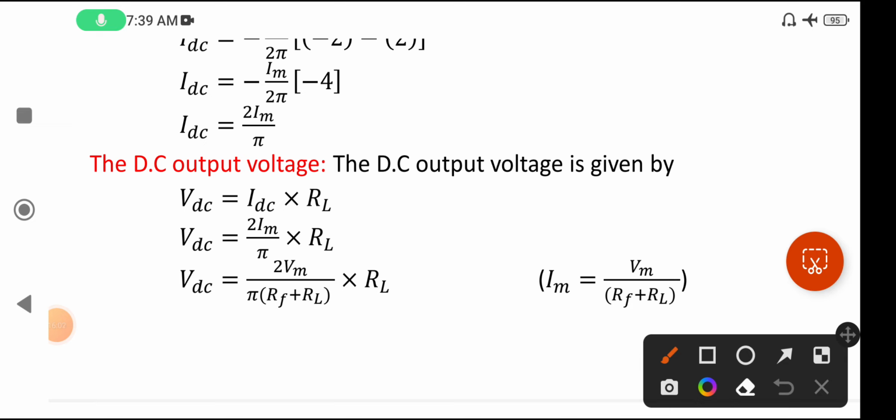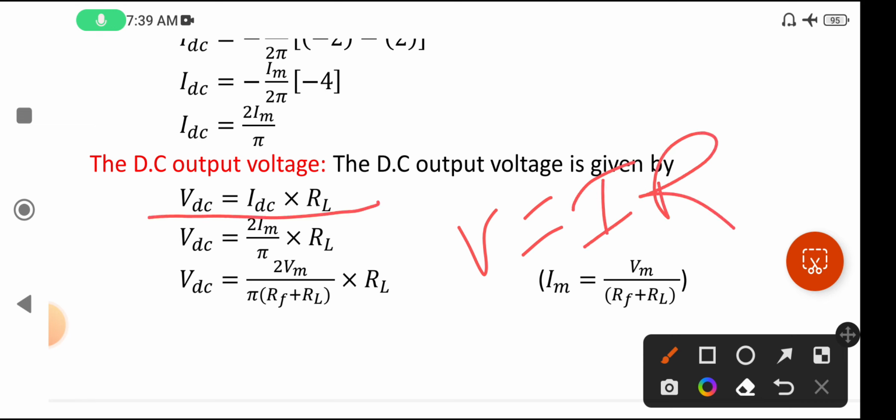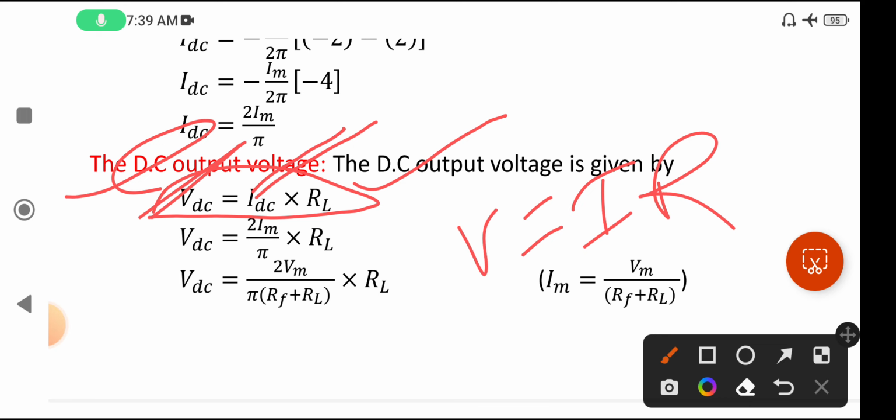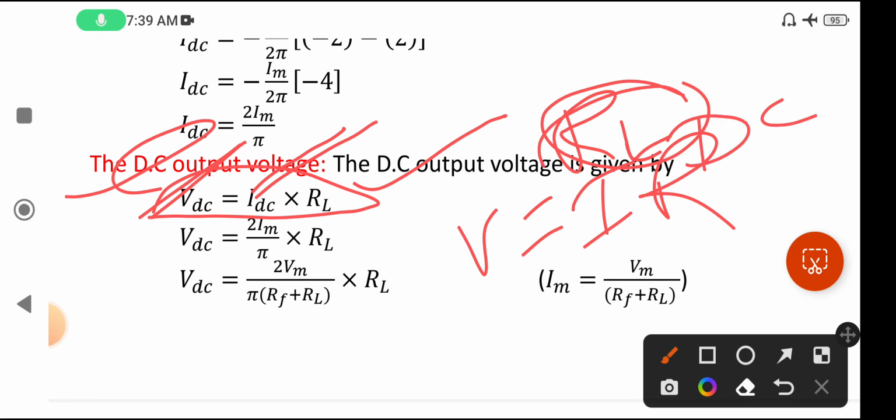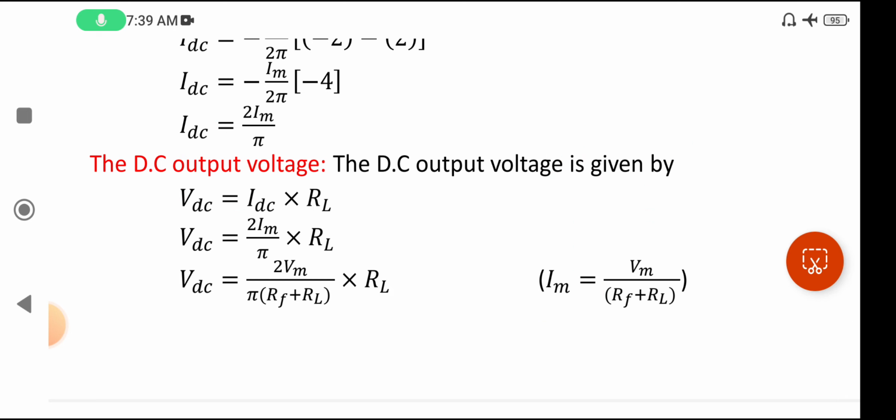Similarly, VDC we have to calculate. VDC can be calculated using Ohm's law: voltage is equal to current into resistance. The same thing is applied here. If you take the DC current, then you get the DC voltage; AC current gives AC voltage. But here we are calculating DC only. So VDC is equal to IDC into RL. Why RL? Because RL is the load resistor present at the output, and at the output we take DC only. That is why we write RL and we do not write RF. RF indicates AC.